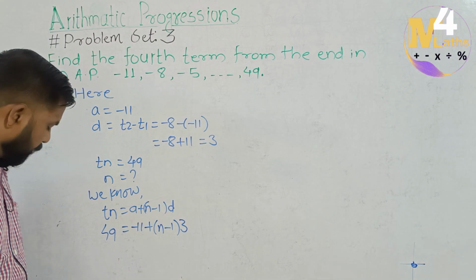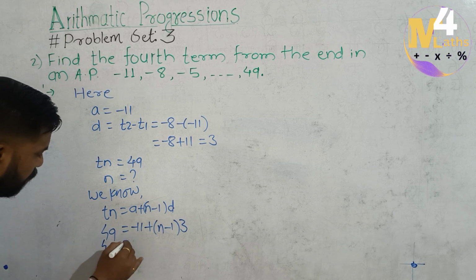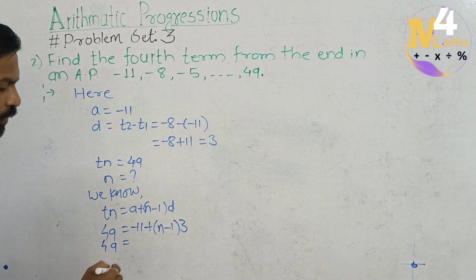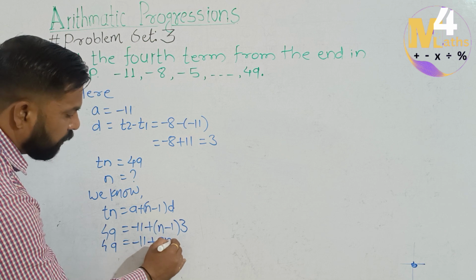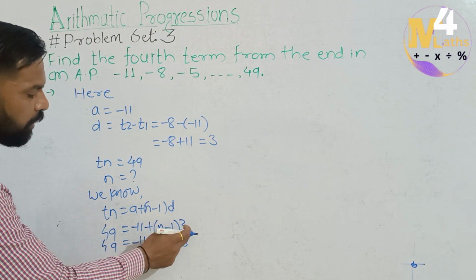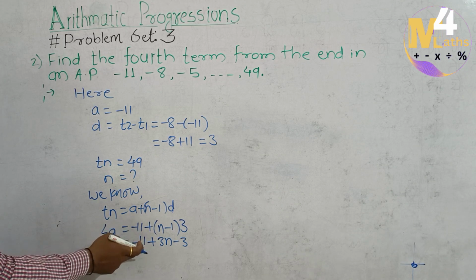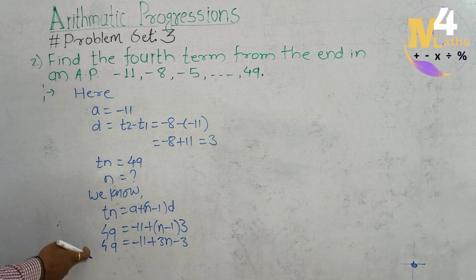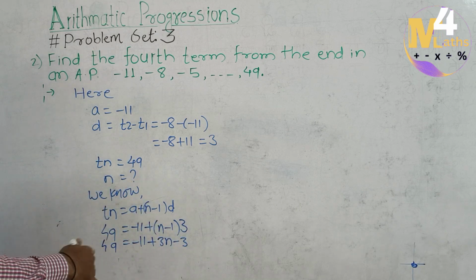Then 49, let me see, is it visible to you? Yes, this is visible to you. 49 is equal to minus 11 plus 3n minus 3. I have solved this bracket by 3. You could directly send this minus 11 to the other side as plus 11, but here also we can calculate and then send.